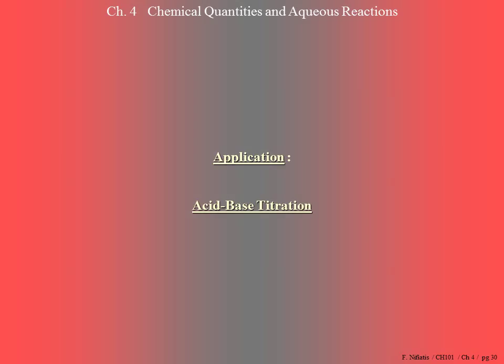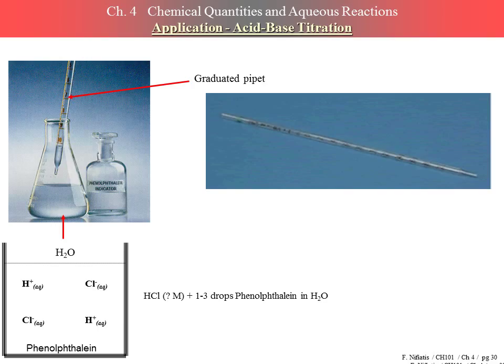An application, an acid-base titration. Let's see an application. We have hydrochloric acid here of unknown concentration. I'm going to take a certain amount from this solution, let's say 10 milliliters, and put it in water. At the same time, I'm going to take a couple of drops of the indicator, phenolphthalein, and put it here.